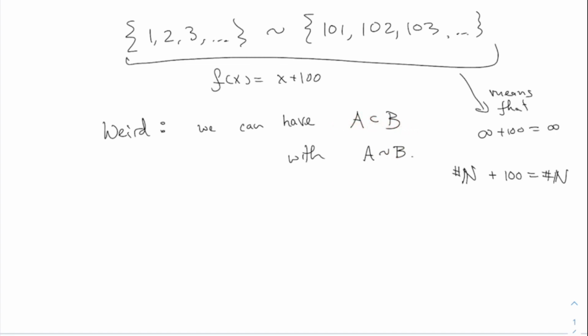If they're finite, then that's not possible, because if you have two finite sets and one is a subset of the other, then the subset is automatically smaller. It has fewer things in it, so they're not the same cardinality. All right, how about one more example?